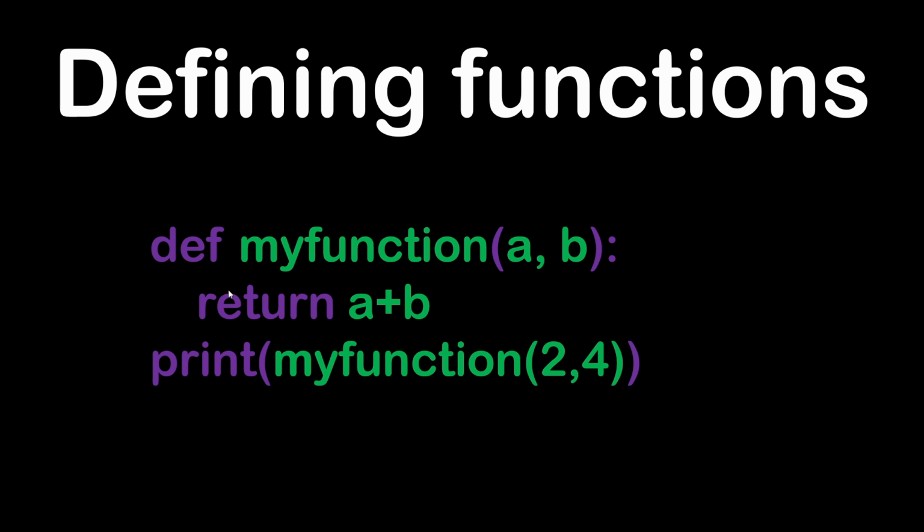Then in my program, if I want to use this function, I can simply call it by its name. My function with 2 and 4 will be returning 2 plus 4, which is 6, and then I put all of this into the print function, so I'm going to be printing 6 in this case.